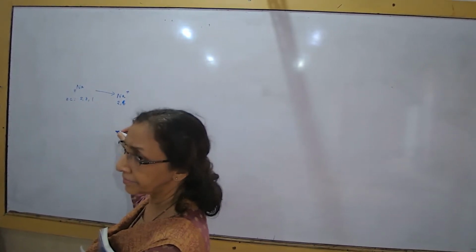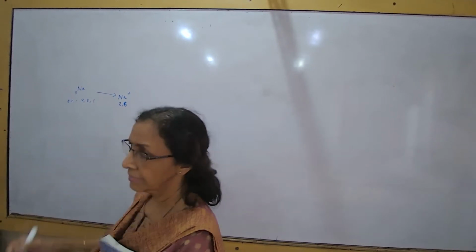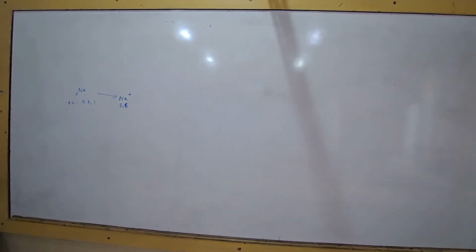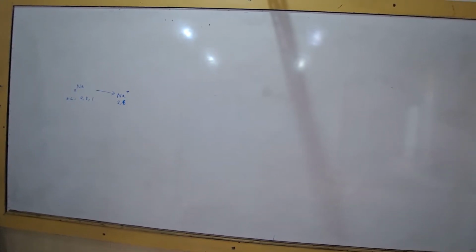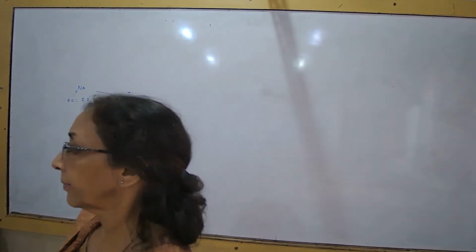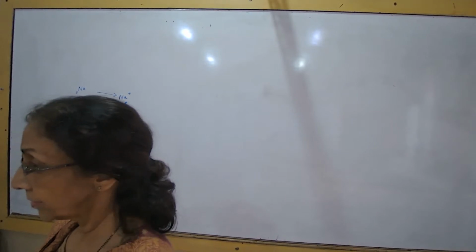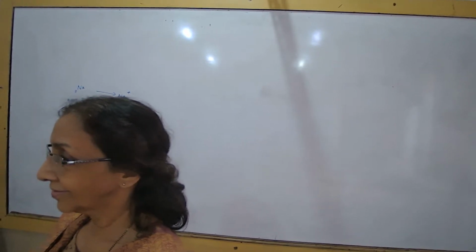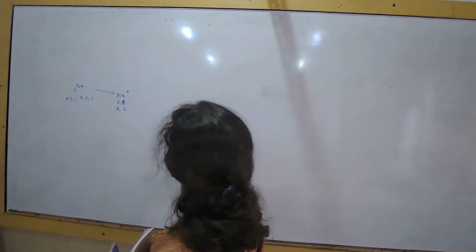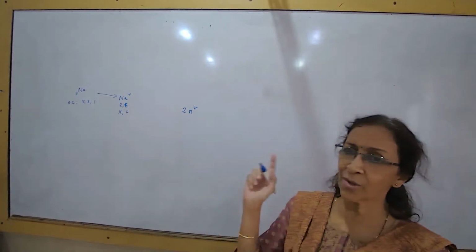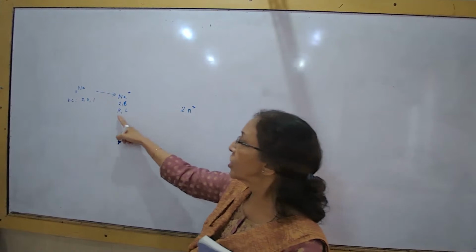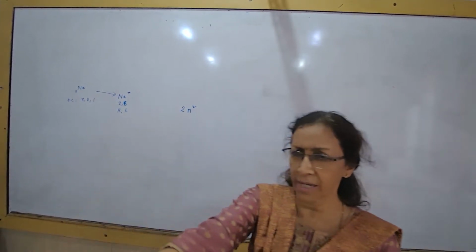First shell is K, then L. So now they are asking you a question. What is the question? Na plus has completely filled K and L shells. That's the number of electrons. On what basis do we explain this? How do the electrons fill up? Which formula is this? 2n square. So based on this formula, 2n square, you have to explain. First shell has got 2 electrons. Write it down quickly.